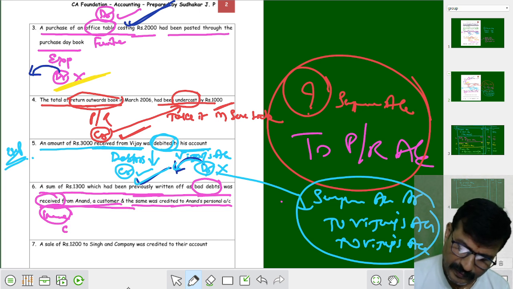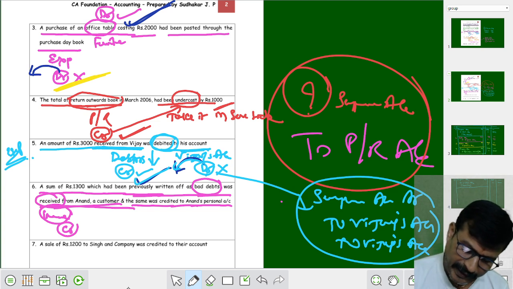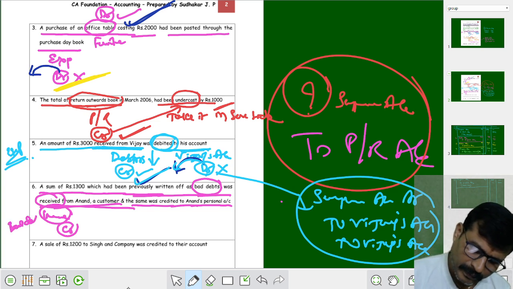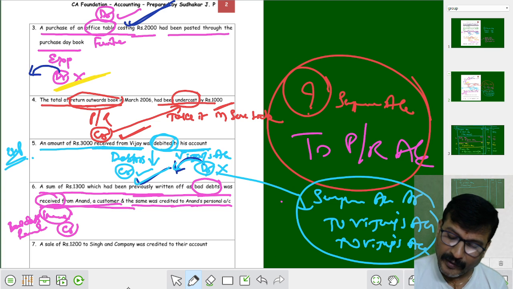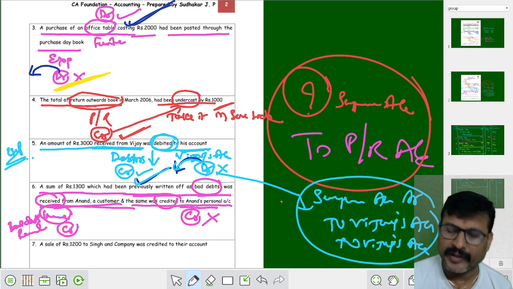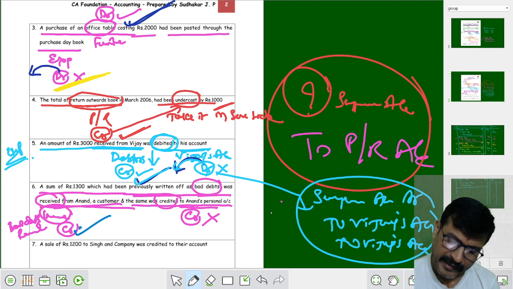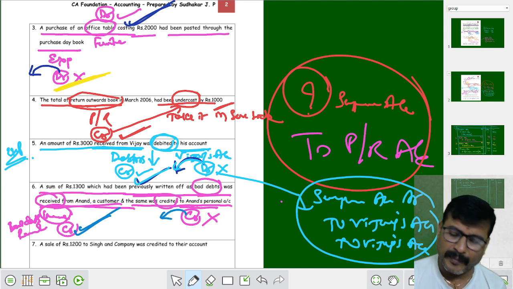Income means what? Credit. To whom do we have to credit? It is to be credited to bad debts recovered. But where have you taken it? You have credited it to Anand's personal account, which means a wrong credit. Now what is your rectified entry? Keep the correct in the same place, shift the wrong to the opposite place.